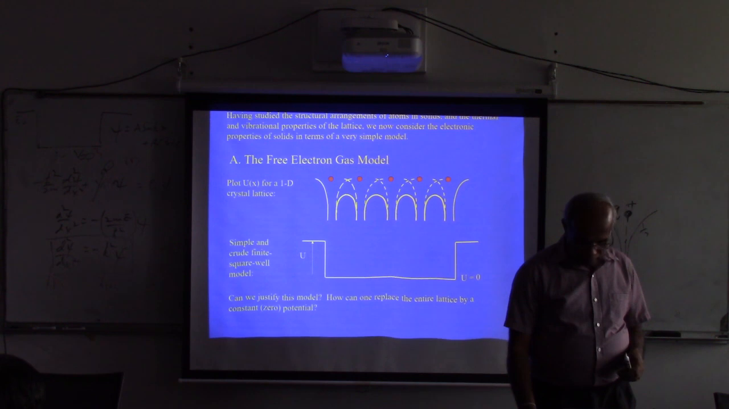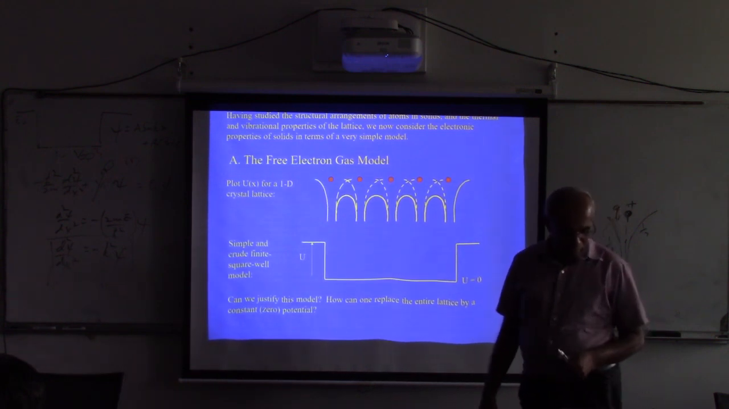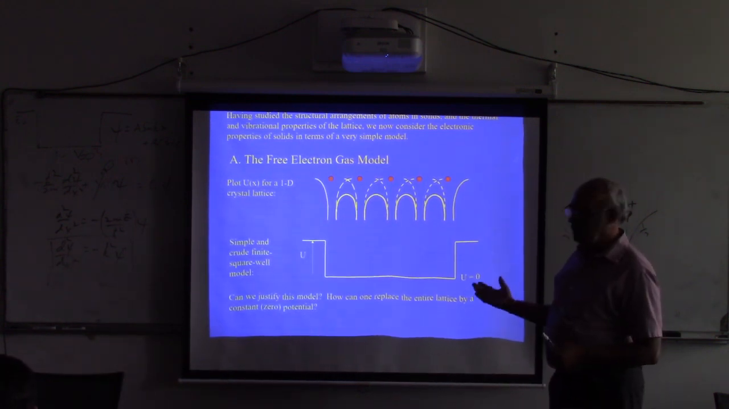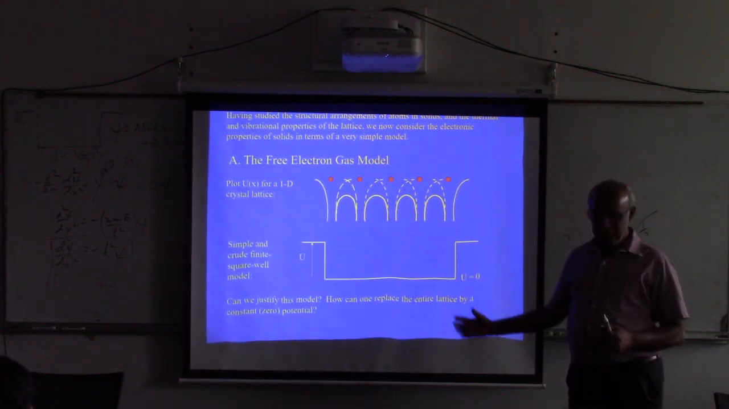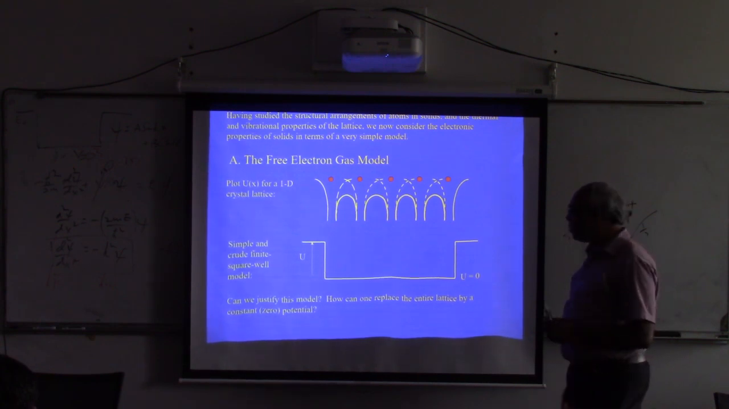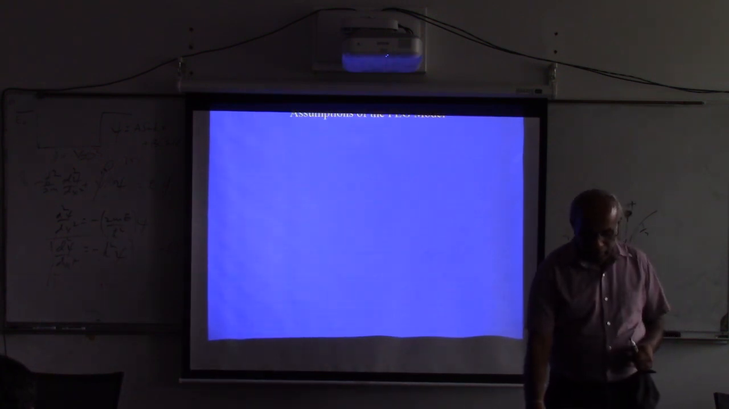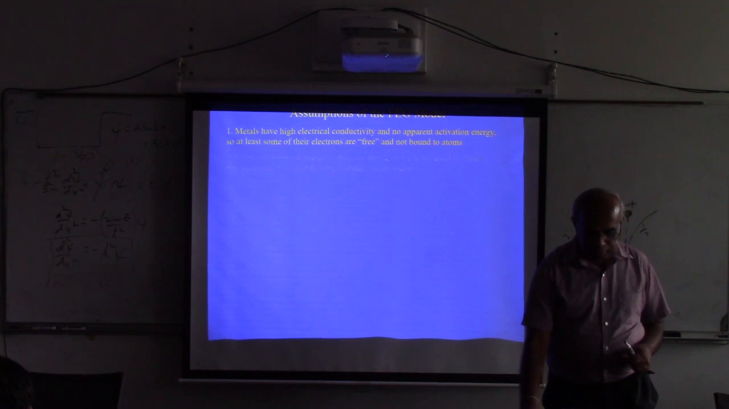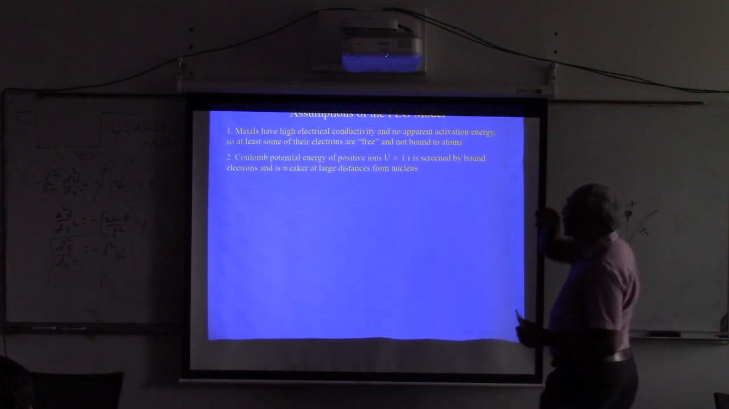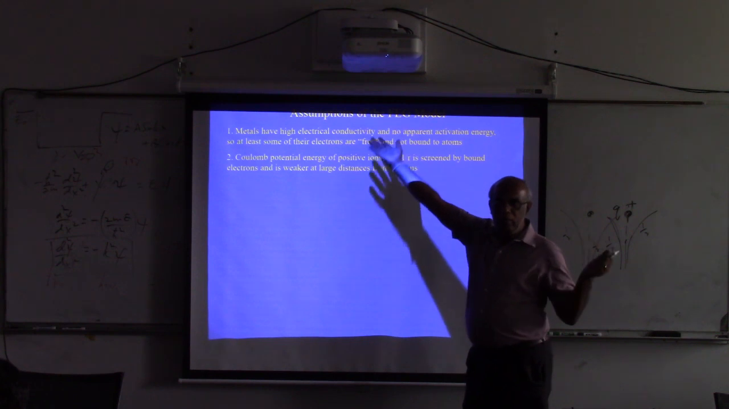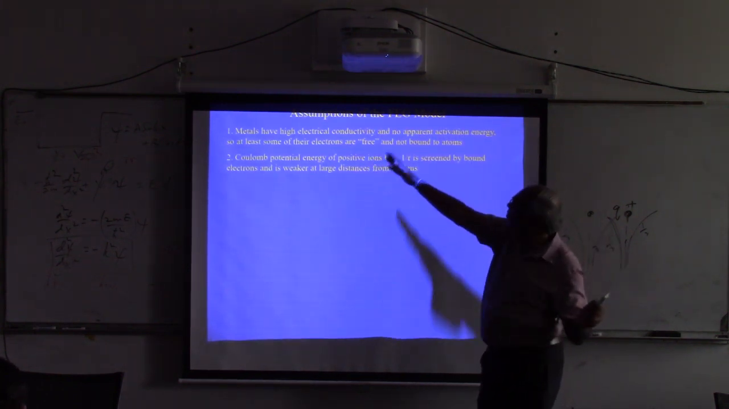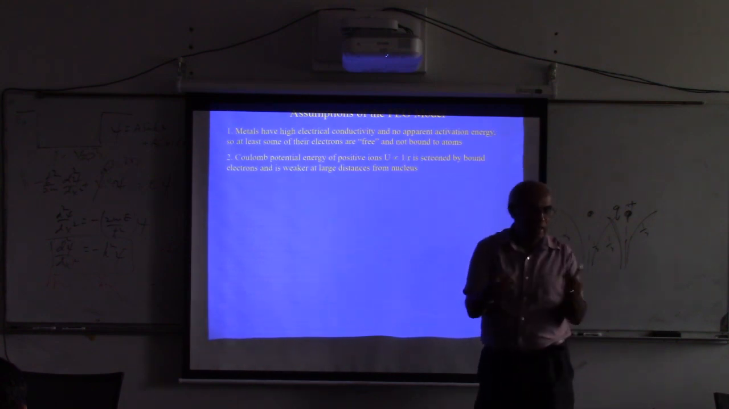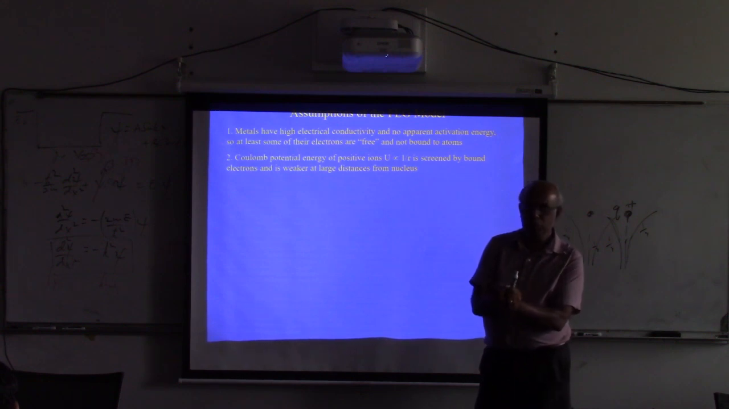But before we go any further, how do you justify such a simple approximation, right? Actually, it's not too bad if you consider what is happening here, because we know metals have very high conductivity. That means they have a large number of electrons, right? So these electrons, we know they are loosely bound to the atom. So that's one thing.